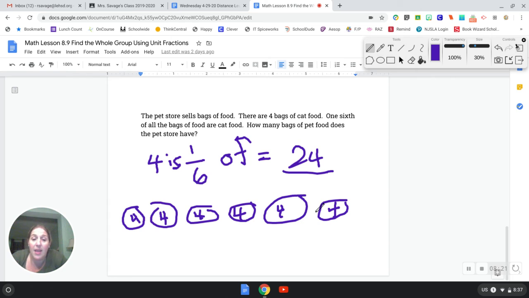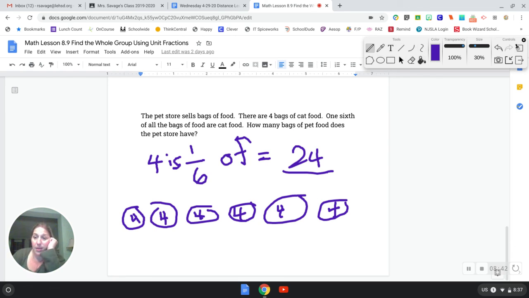So in closing, find your denominator. That is your unit of your unit fraction. Make that many groups. Fill in one group, and then you know the rest of them. And then you can get the total number of whatever it is you're looking for.